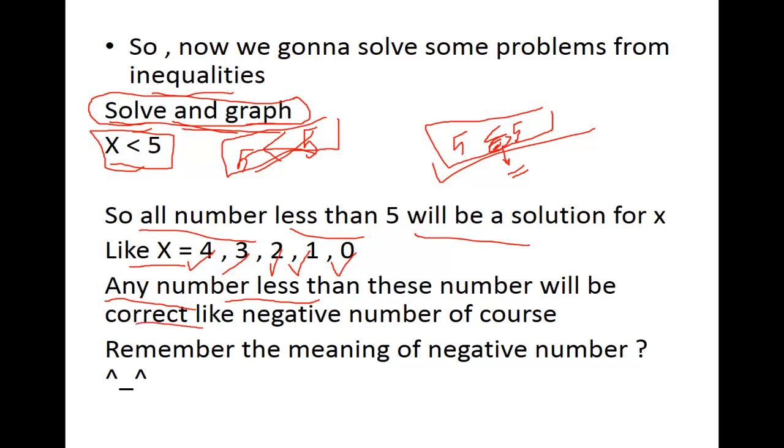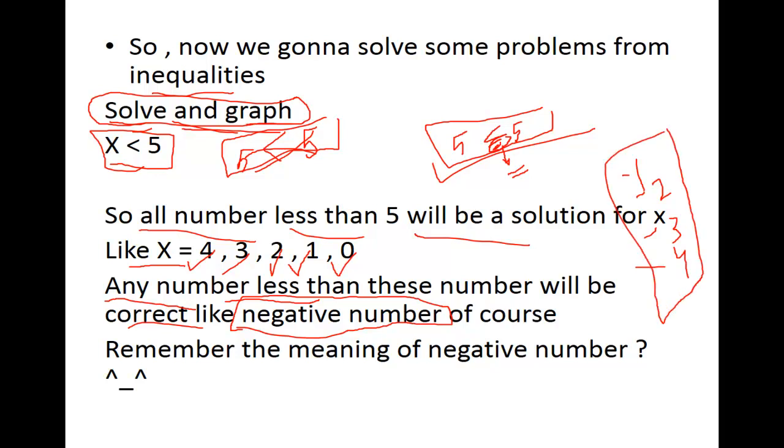Like the negative numbers. Can anyone tell me the meaning of negative numbers? The negative numbers are all numbers below 5, like negative 1, negative 2, negative 3, negative 4, and so on. All of these negative numbers will be correct. But we said in the first topic that we're gonna continue inequalities with positive numbers only. So the negative numbers are correct, but not in our grade. We're gonna take inequalities with positive and negative numbers in grade 7.